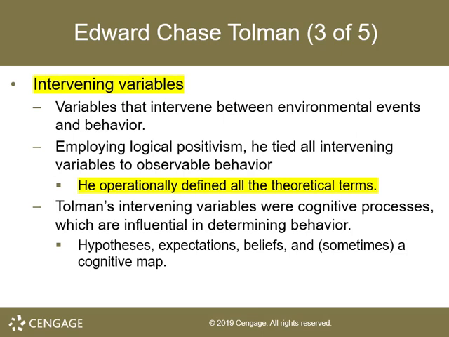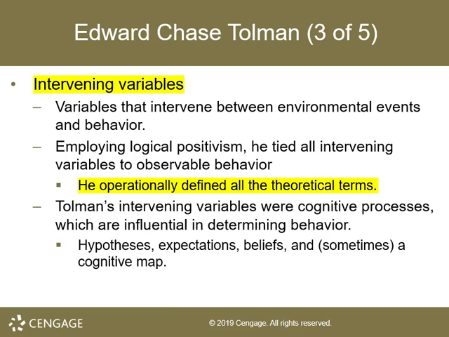So, what we mean by intervening variables here. Intervening variables. Variables that intervene between environmental events and behavior. So we have the environmental situation or events, and then there is something, we'll call it intervening variable, and then there is a behavior. Employing logical positivism, he tied all intervening variables to observable behavior. He operationally defined all theoretical terms. Again, this is key to the whole idea of logical positivism.